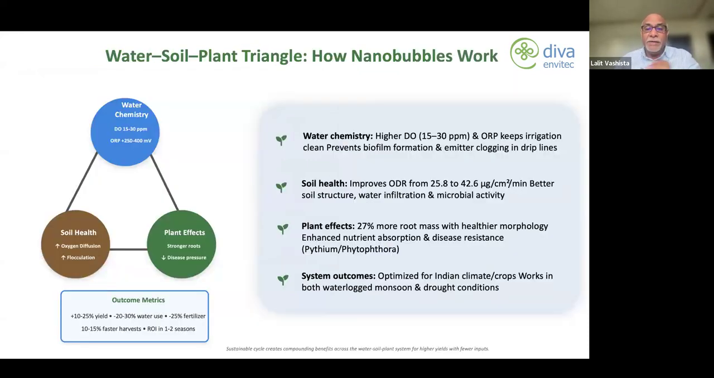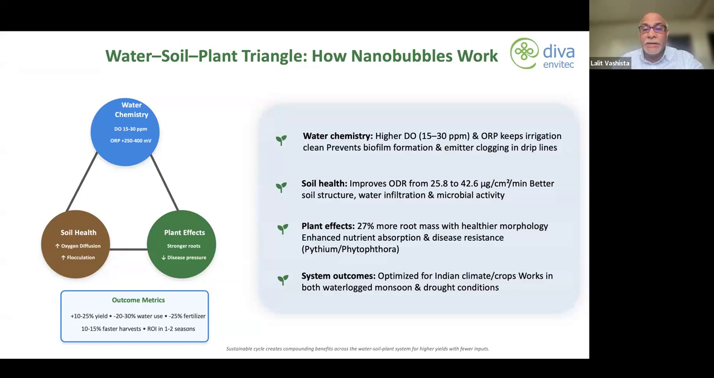Water soil plant triangle, water chemistry. Like I told you, higher DO, that is dissolved oxygen, and ORP keeps irrigation prevents biofilm formation and emitter clogging in the drip lines. That means it helps irrigation wherever drip irrigation is happening. You get scaling in drip irrigation. That scaling is stopped. It remains clean. The pores remain clean. So it affects all these things positively.